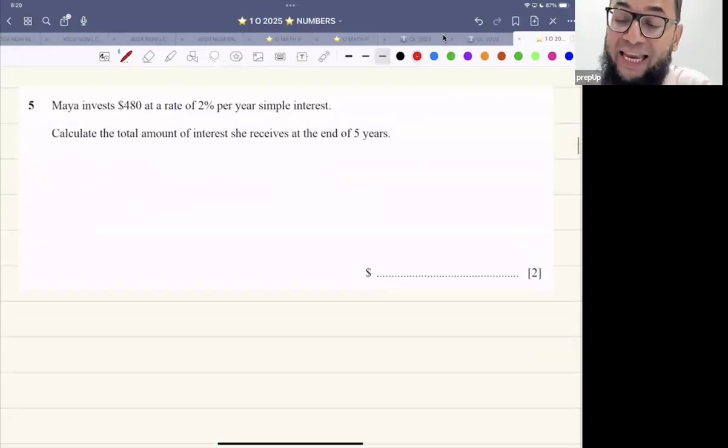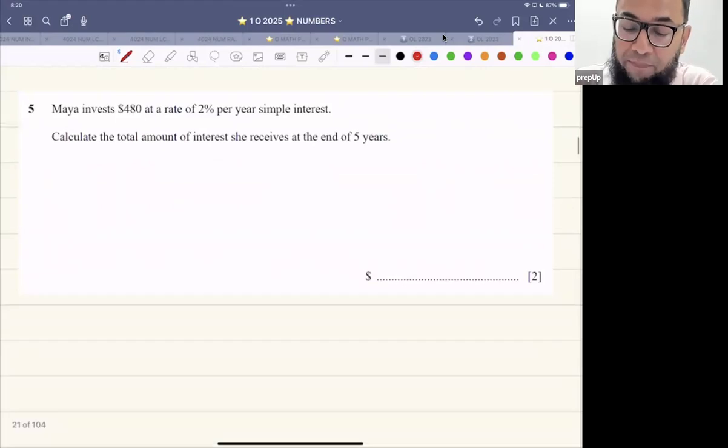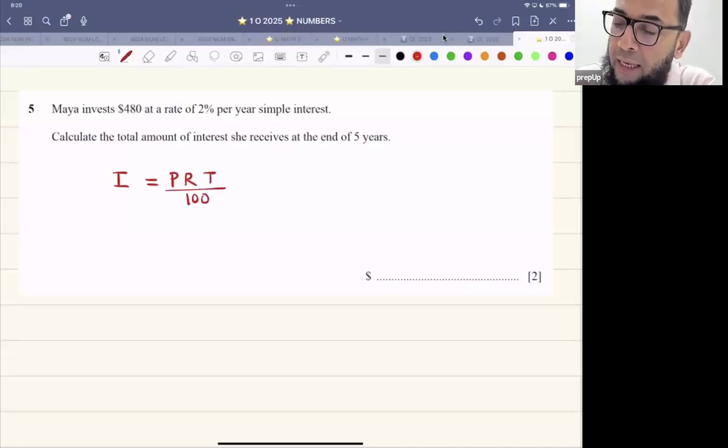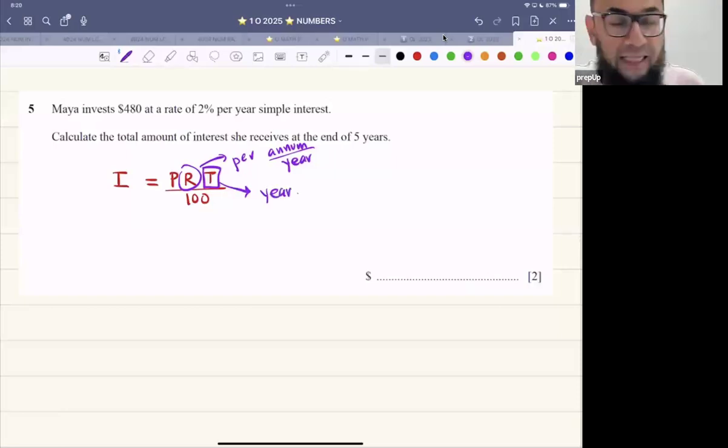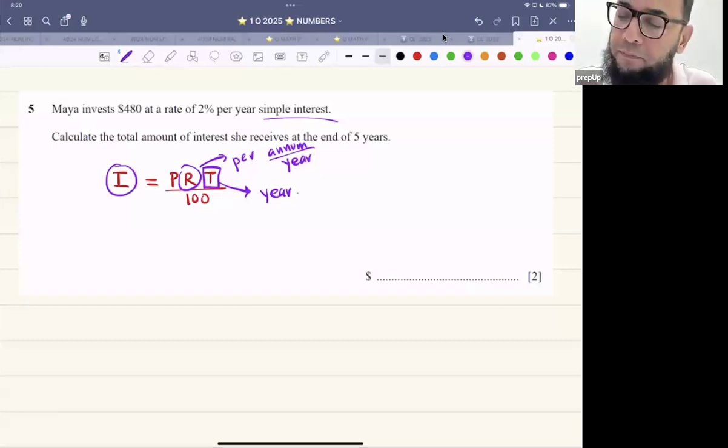Okay, something with interest, simple interest. So the formula for simple interest, I is equal to P R T over 100. Remember, if the rate is per annum or per year, that means the time period also has to be in years. That is a must. And this formula is for simple interest, and it will only give you the interest value. You can add the principal amount separately.